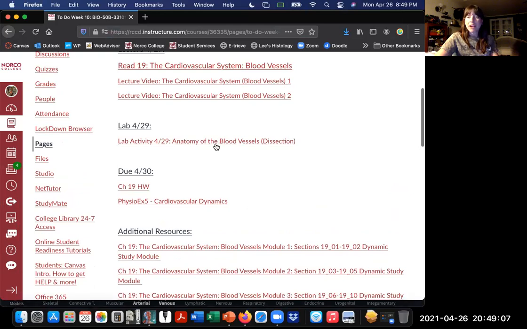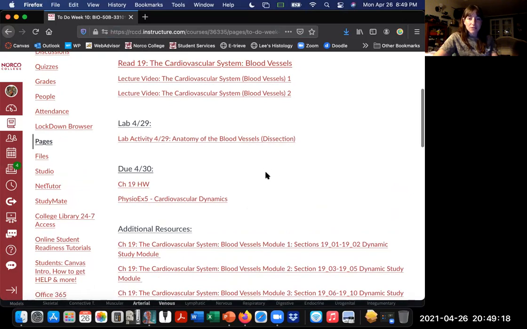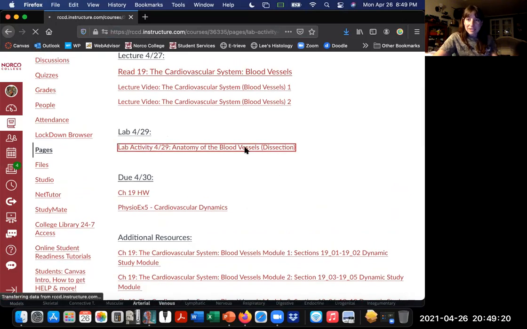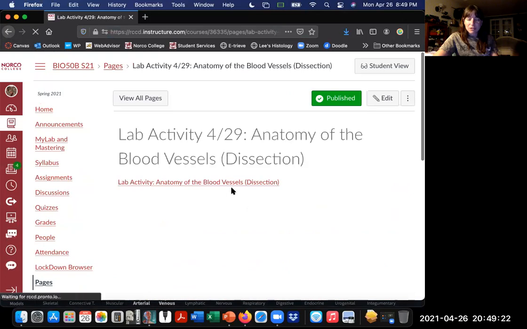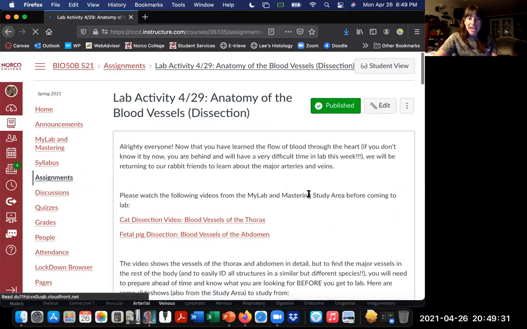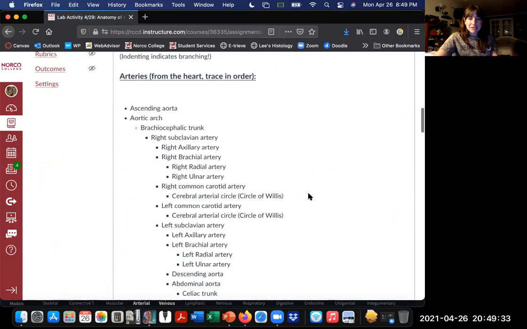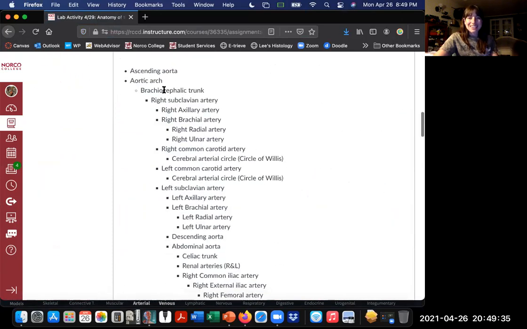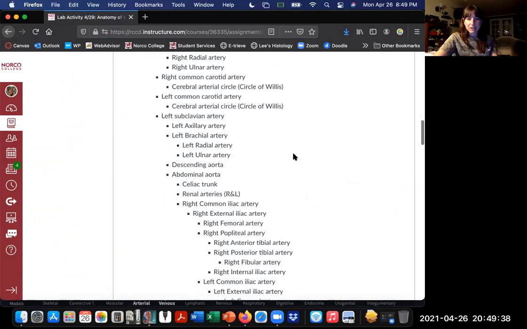Make sure that you prepare yourself before lab on Thursday, okay? I want you to try to take as much of that time as possible to identify as many of the vessels as you can. I have a list in the lab description of the vessels that you need to know. So not only will you have the PowerPoints with the different ones underlined, but I have all of those underlined names in a list right here. And I have them indented according to the branching of them, okay?